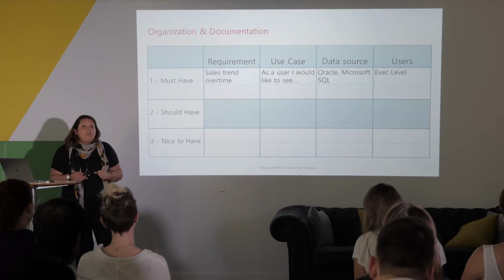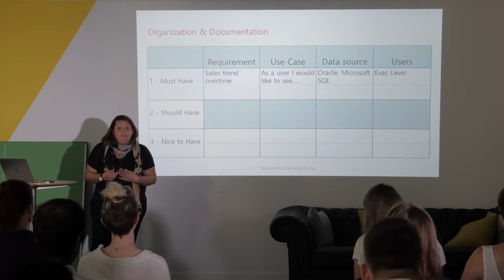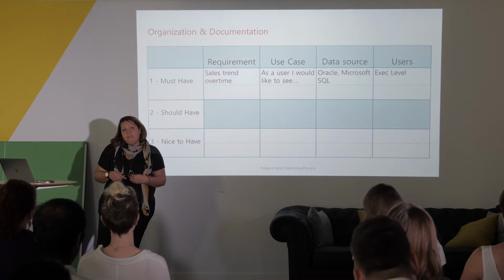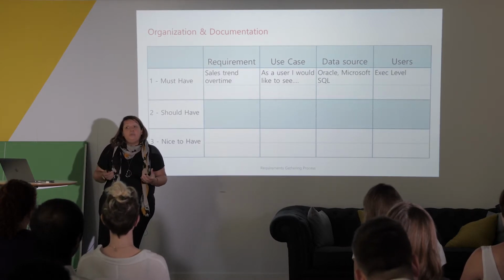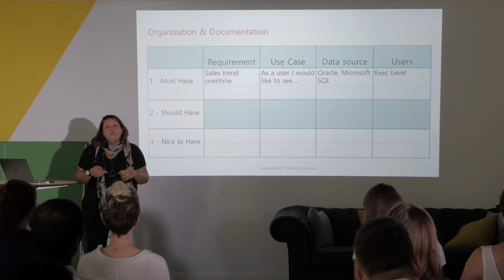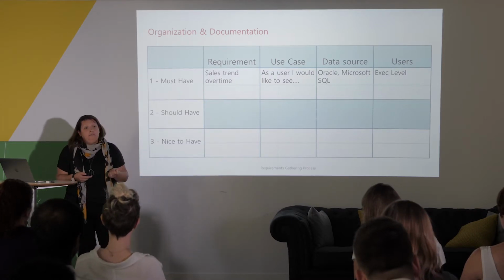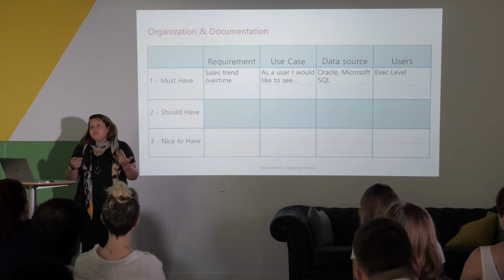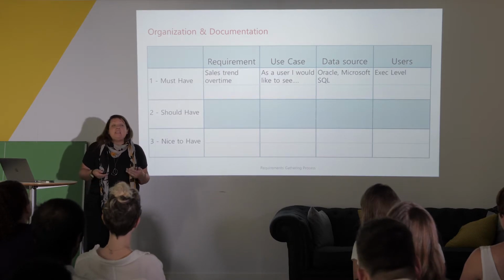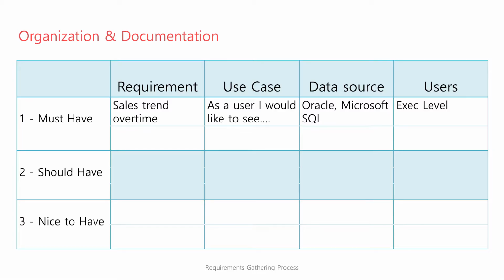After I do that, I create a matrix for myself, because now I want to prioritize. From all the things that they told me and all the information that I gathered, what is a must-have? What is a should-have? And what is a nice-to-have? Because the nice-to-have will be really at the bottom of my list. I won't be looking at it until I need to.